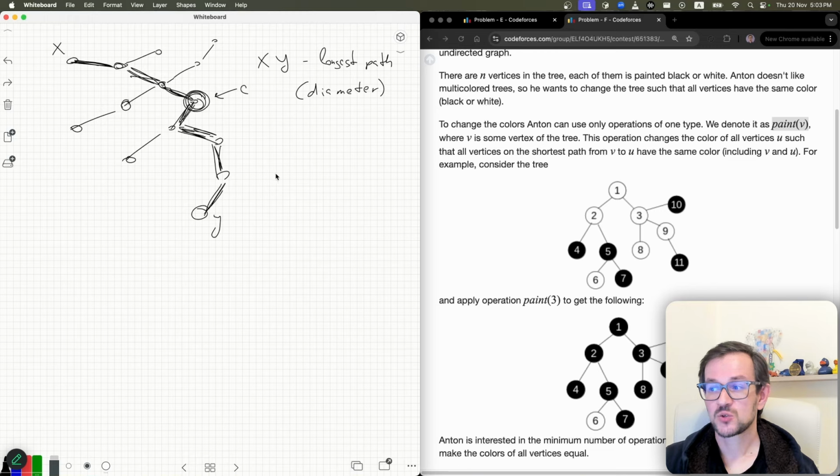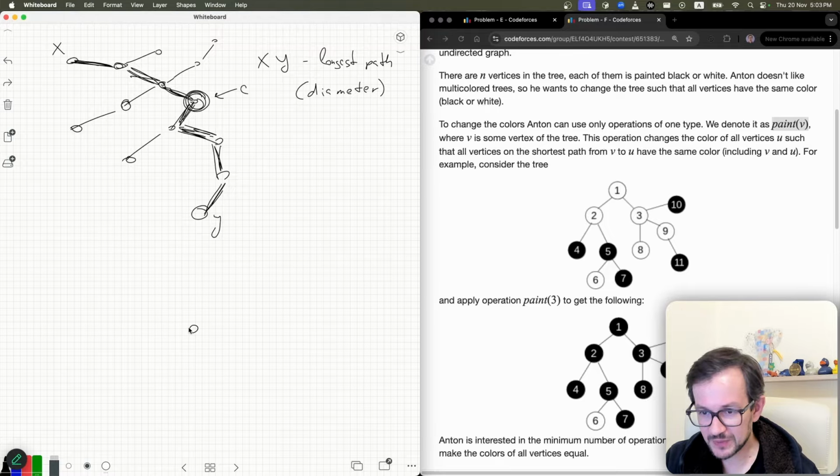So here we need to do something similar. We need to find the point which minimizes the number of operations to every part of the tree. So again, let's now go to our problem. Imagine you need to find the center.